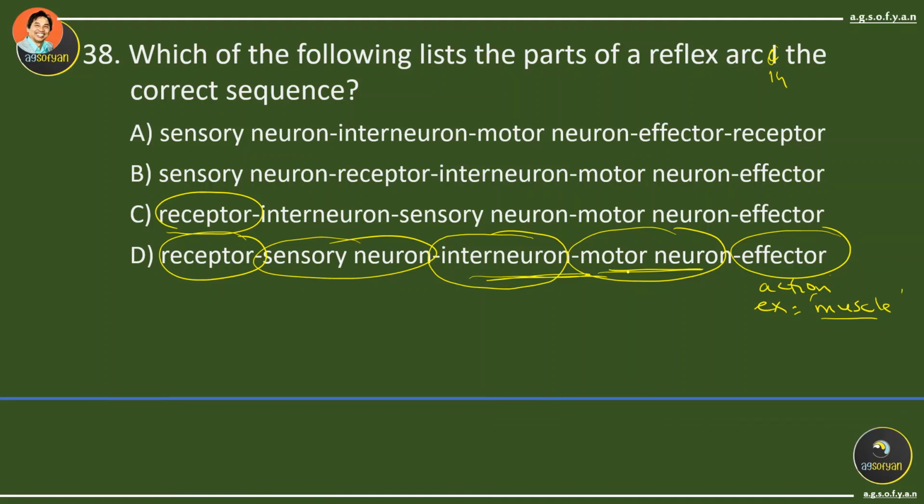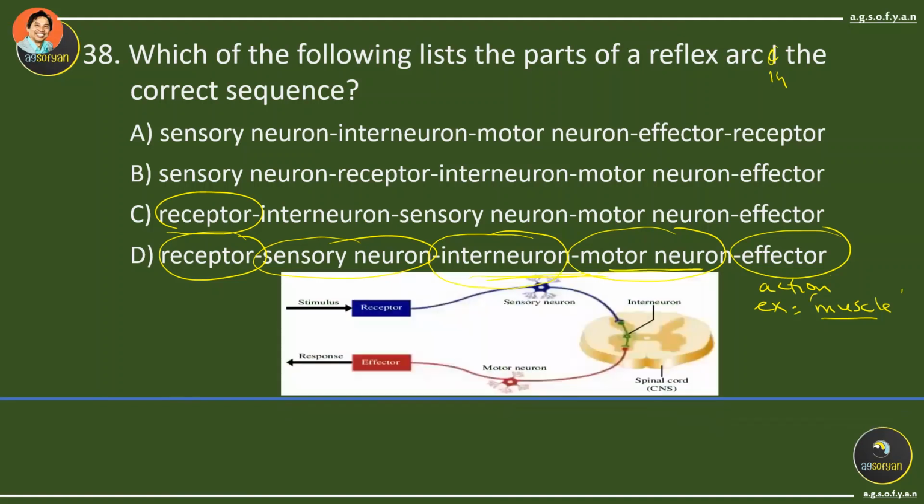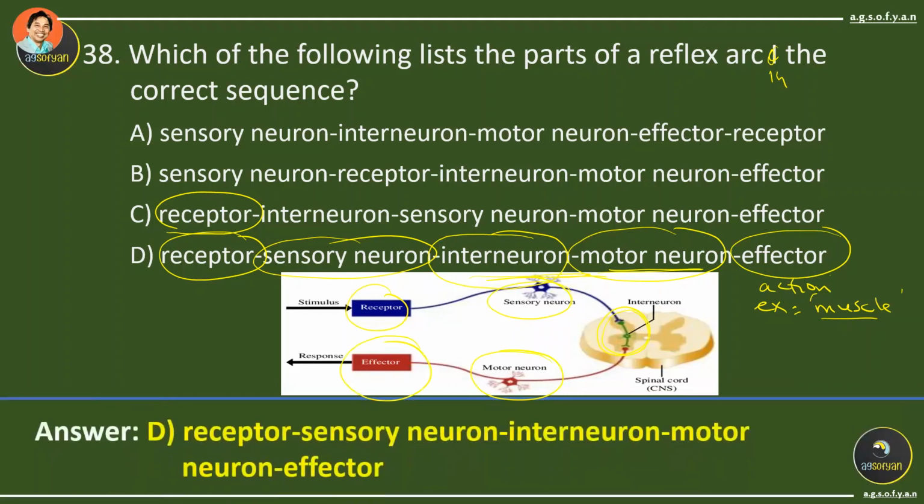Okay, so that's the correct sequence. From the receptor, carried by the sensory neuron, processed by the interneurons in the central nervous system, brain and spinal cord, and then it produces the response carried by the motor neuron, and the action will be performed by the effector. Okay, so receptor, sensory neuron, interneuron, motor neuron, and then effector. This is only one way. Going this way and ending with the action of the effector.